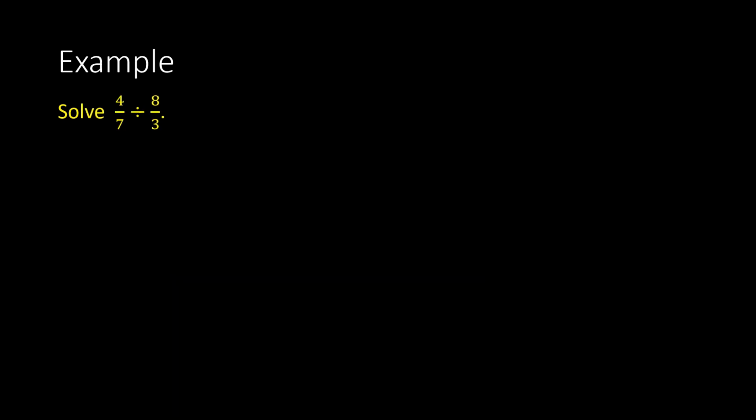When dividing a fraction by another fraction, we simply invert the second fraction and multiply instead of divide. So let's take a look at this example on your screen in order to illustrate this. We're going to try dividing 4 over 7 by 8 over 3.